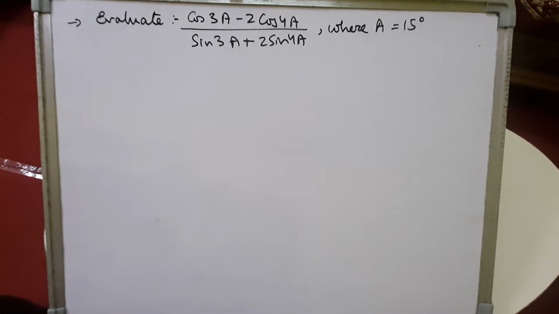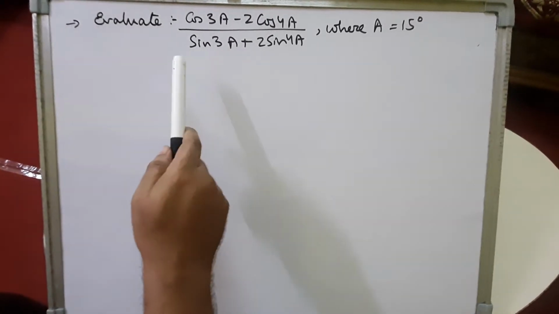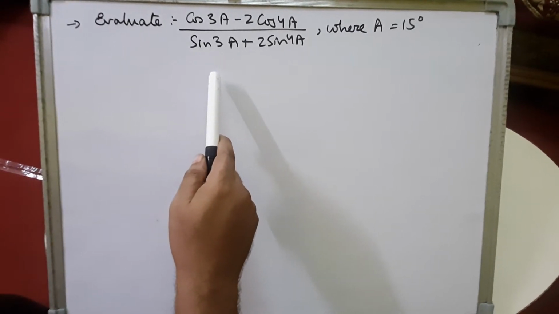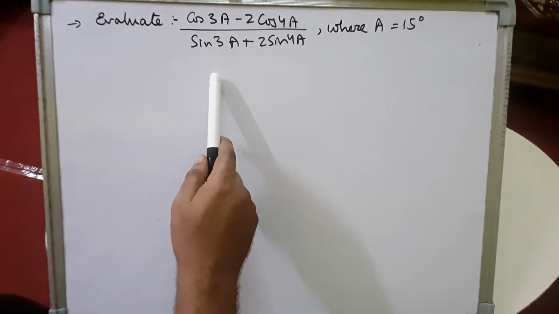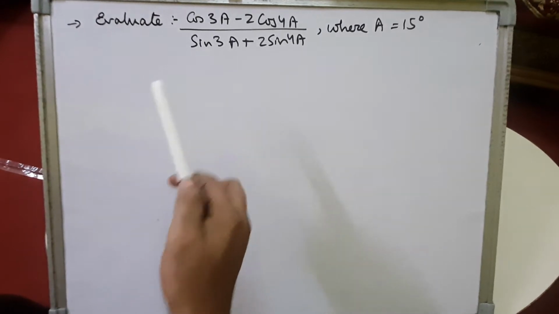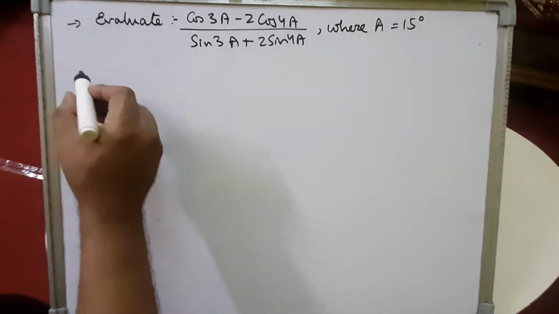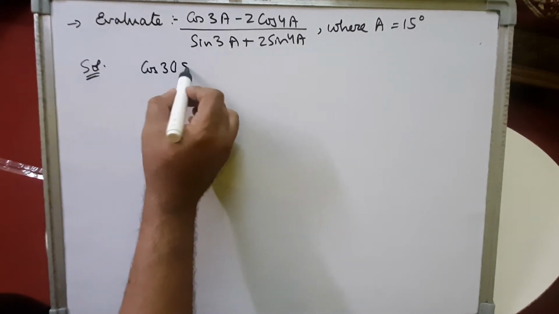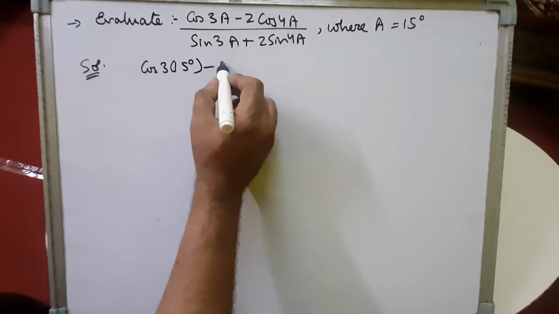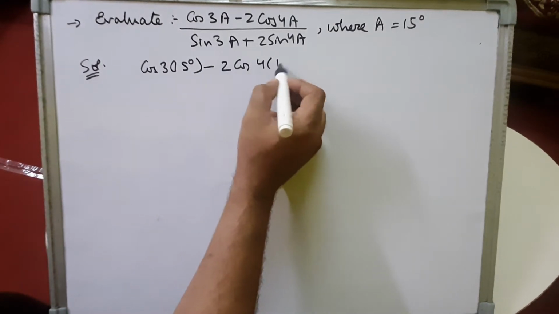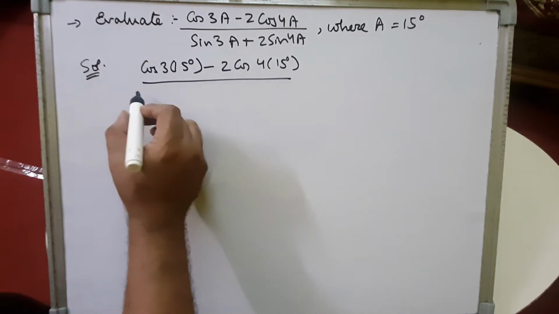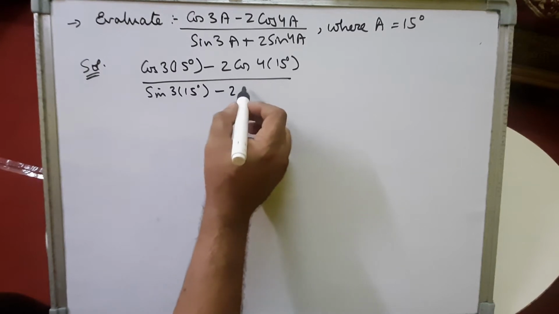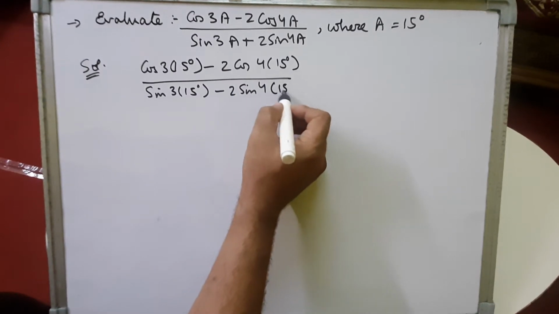Now let's see another sum children. Here it is given: evaluate (cos 3A − 2 cos 4A) upon (sin 3A − 2 sin 4A), where A equals 15 degrees. The value of A is given as 15 degrees. So let's substitute the value of A. It will become cos 3 into 15 degrees minus 2 cos 4 into 15 degrees upon sin 3 into 15 degrees minus 2 sin 4 into 15 degrees.